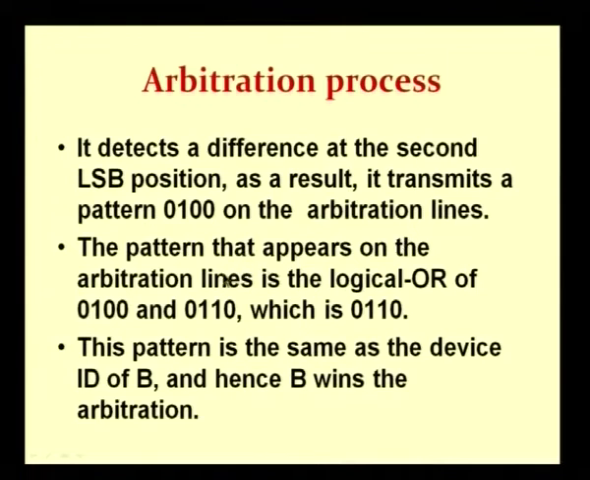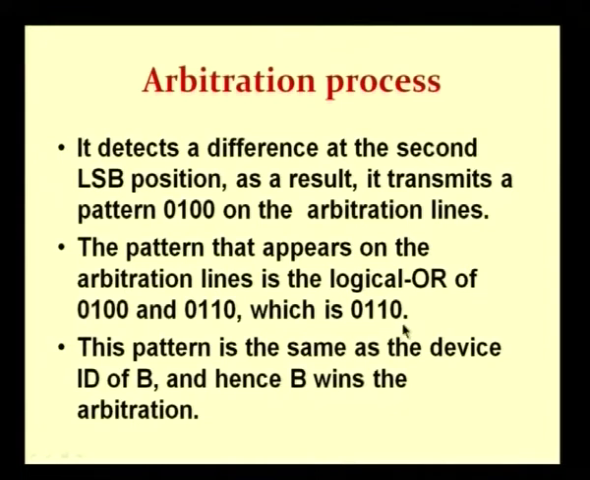Now the pattern that appears on the arbitration lines will be the logical OR of 0 1 0 0 and 0 1 1 0. What is the 0 1 1 0? This is the ID of the device B. So when you logically OR these two, what you will have is 0 1 1 0.